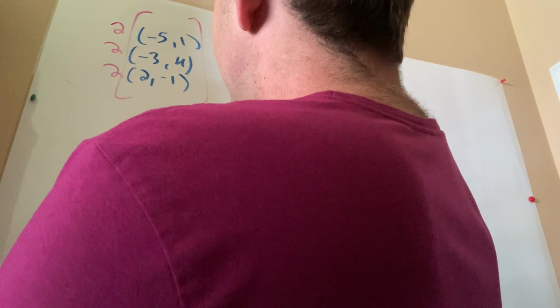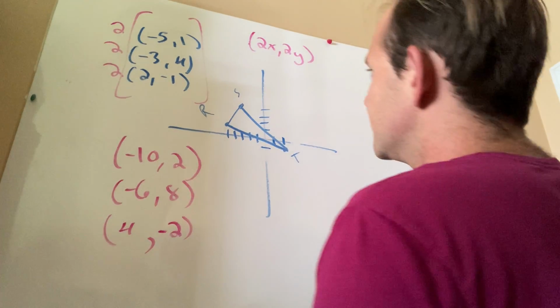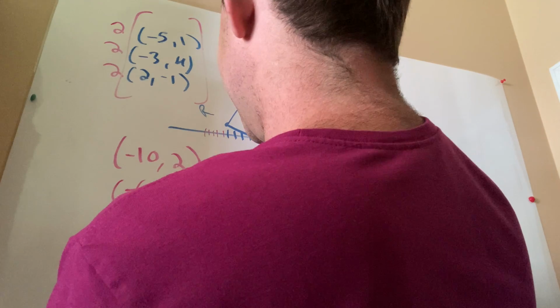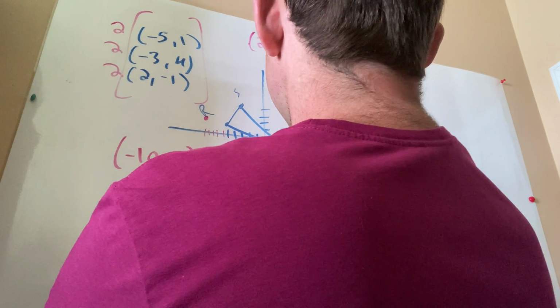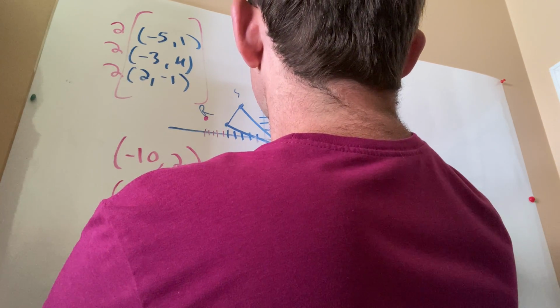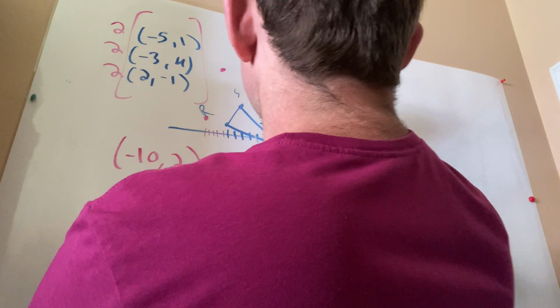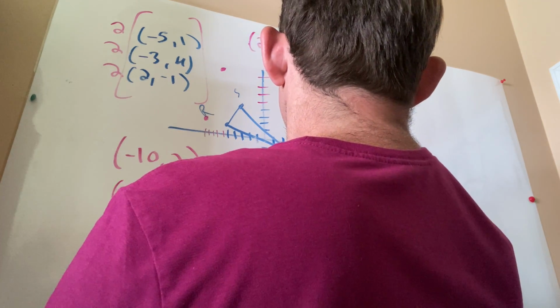-6, 8, and what do you guys think the last one would be? Oh my gosh, yes, you're right. 4, -2. So if I actually go out and graph this, 6, 7, 8, 9, 10, and then up 2, there's 1, -6, 8, so that's 4, 5, 6, 4, 5, 6, 7, 8. And then my third one, 4, -2, 3, 4. Okay.